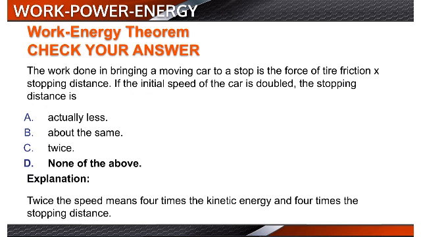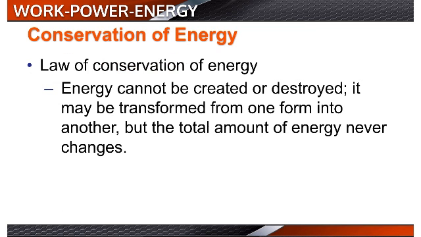All right, make your choice, and what we see here is that it's none of those. Remember, if you're going to double the speed, then the kinetic energy is going to quadruple. So you're going to be looking at 4 times the stopping distance needed to stop your car from traveling at 25 miles per hour versus 50 miles per hour.